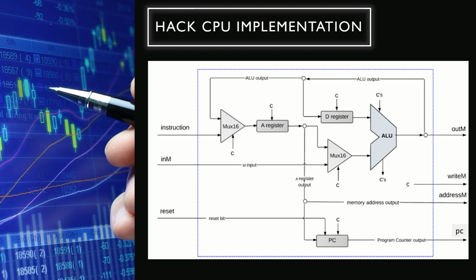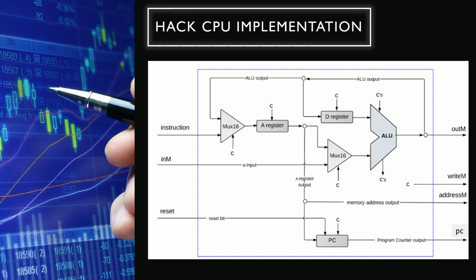Then we see that the inputs of the ALU have two sources. One is the D register and the other one is either the value of the A register or that of the selected memory register, which is decided by the MUX16. Then the ALU computes whatever it gets and produces an output which is fed to the A, D and M registers. Further, following the reset button, its function is to run a program if reset is equal to 1, that is, if it is selected.